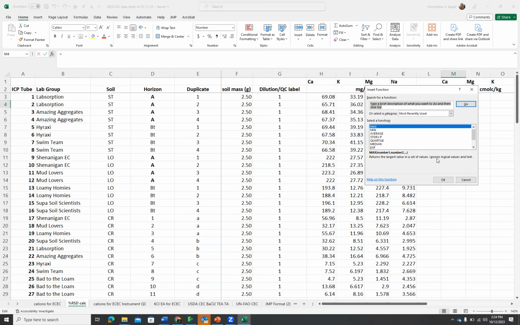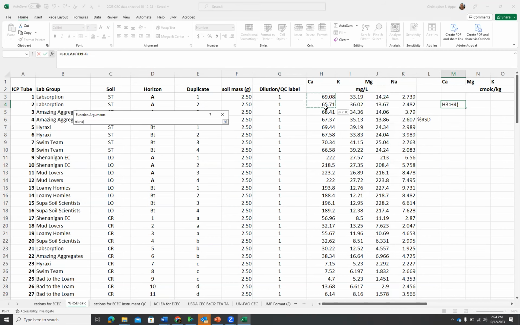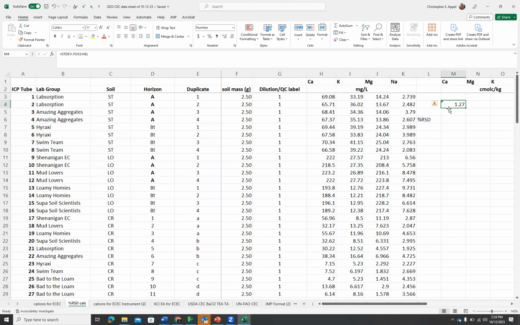Click on your function, STDEV.P, the one that I'm going to use. And click OK. And then my range of cells is the first 4 for calcium. Then I'm going to do the same thing for the mean, or for the average.